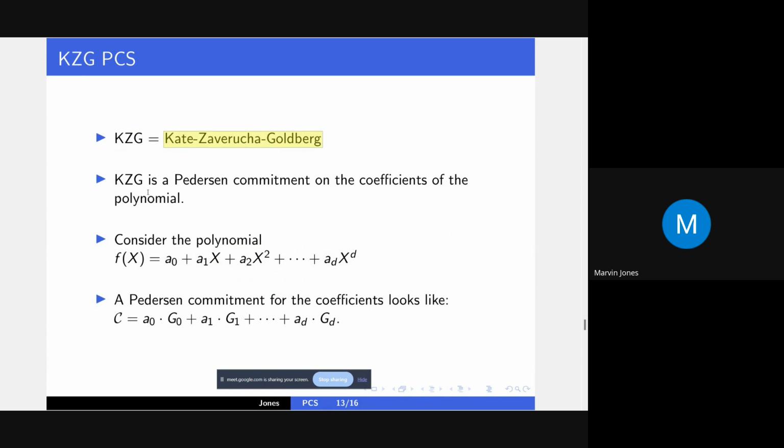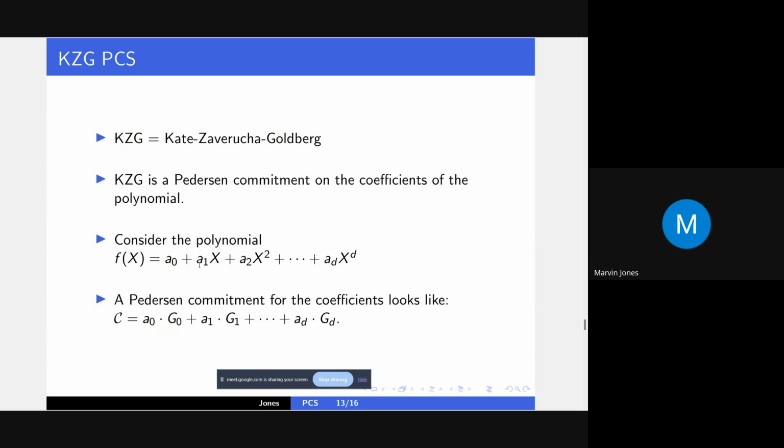So if you're wondering if it stood for something crazy math-wise, no, it's actually the most straightforward naming convention in all of ZK. It's just the author's names. Okay. So what KZG is at a very high level is it's a Pedersen commitment on the coefficients of the polynomial. So if I have a polynomial, then I will just pair A0, the constant coefficient, with G0, and I just do this pairing throughout all of these values. And that's great.